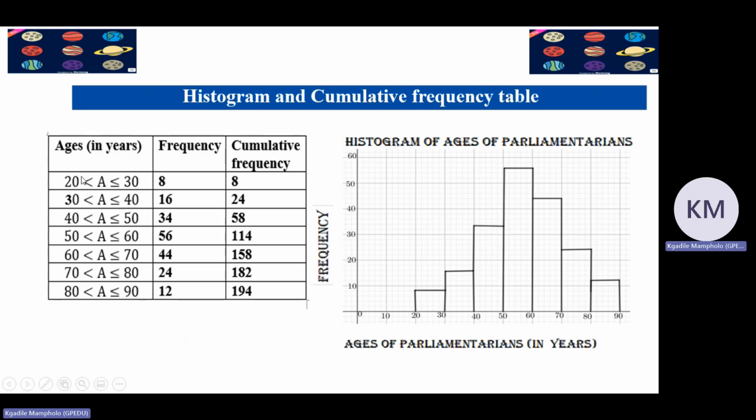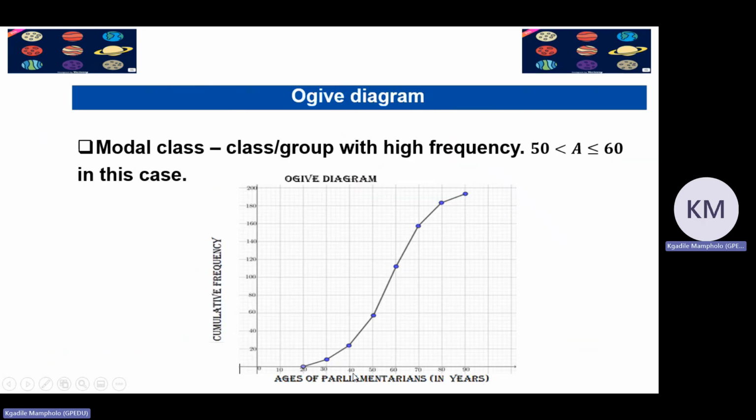But most importantly, don't forget that the lower limit of the first interval is where the graph will be grounded, which is 20. You can see that the graph starts at 20. These are the plots. Remember the plot, it will be the upper limit of every interval and the cumulative frequency, not the frequency. The frequency can be used in a frequency polygon, can be used in the histogram, but it cannot be used in an ogive diagram. So then you plot the points.